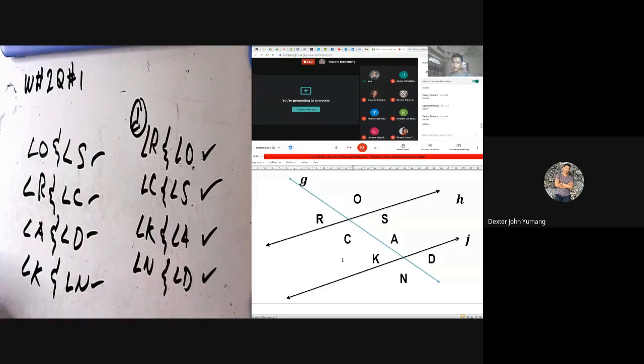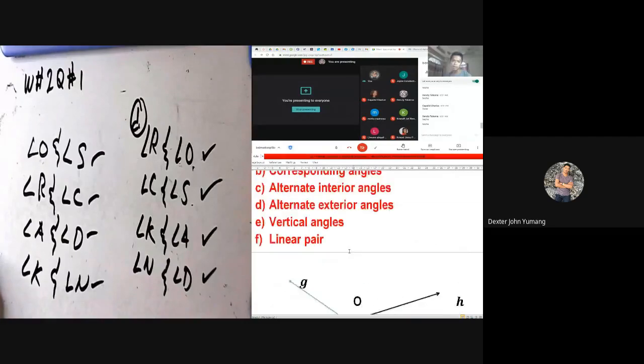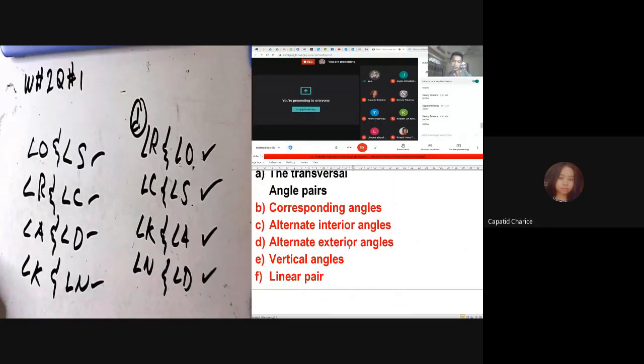So, total score, pakibilang daw. Kasi na-erase ko kanina. Ilan na yun? 4, 5, 6, 7, 8, 9, 10, 11, 12, plus 8, 20, tama? 20 ba class ang perfect score? So, over 20 ang score for the week number 2, quiz number 1.